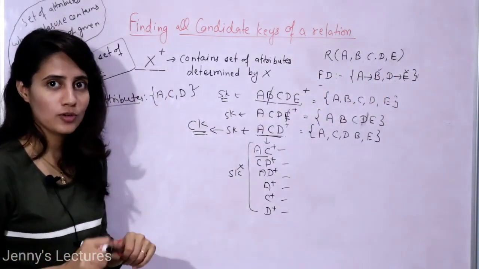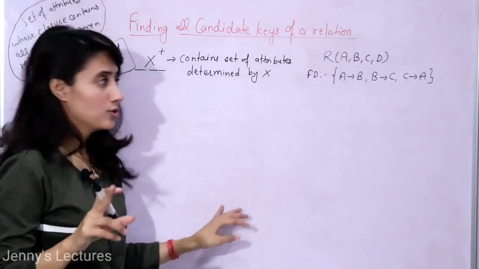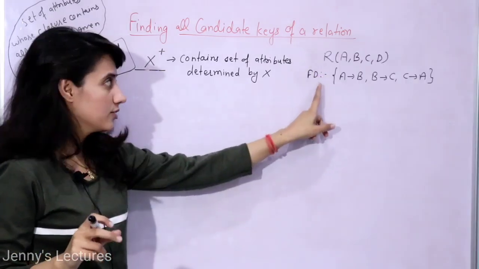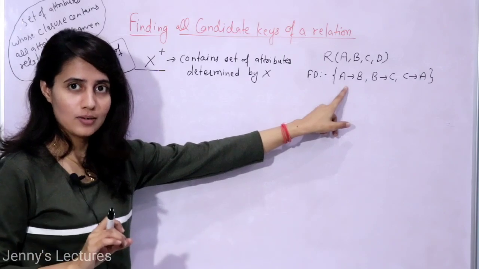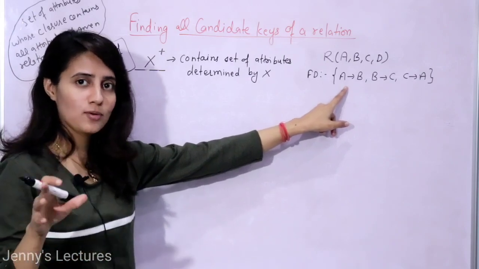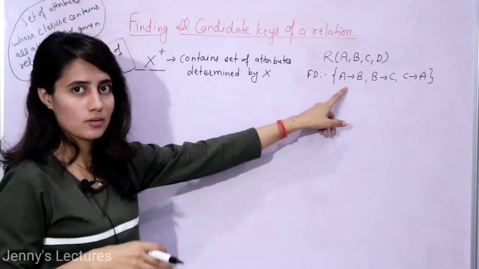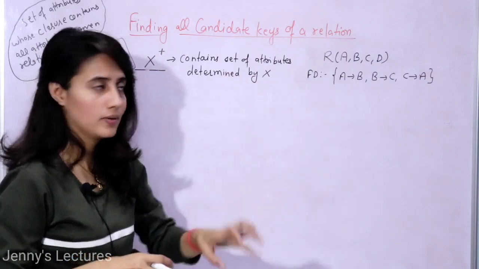In that case, what will you do? Let us take one more example. Suppose this is a relation given and the functional dependencies are these. We'll take one more example where we will also discuss the complex functional dependencies.